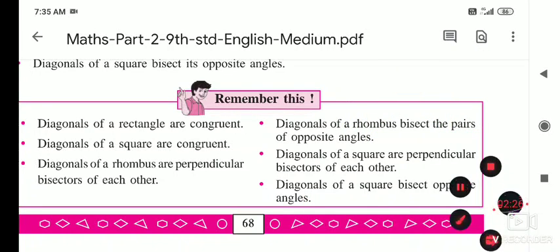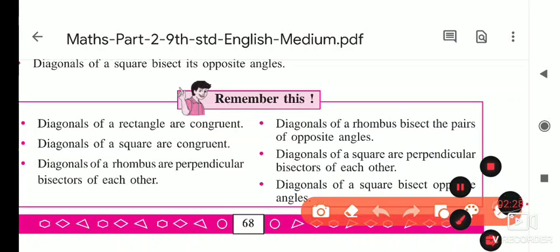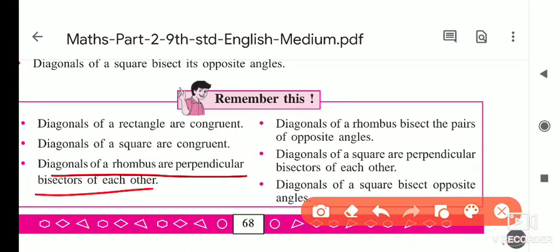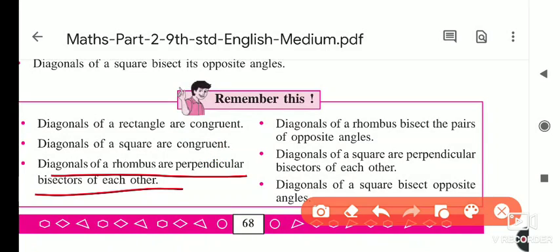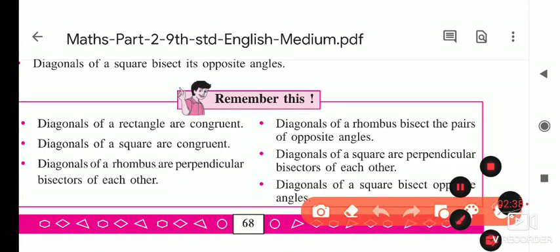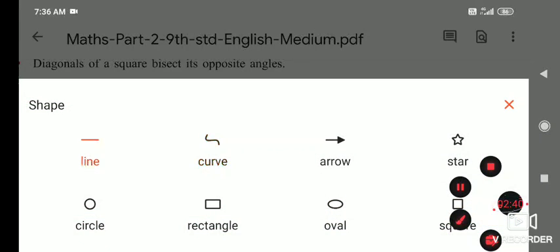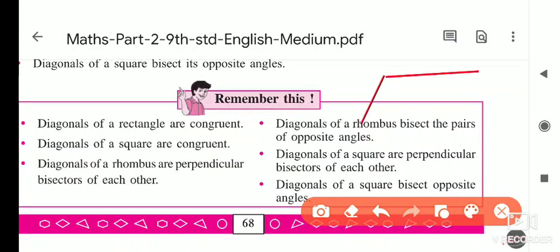Then the next property is that the diagonals of a rhombus are perpendicular bisectors of each other. So we also know what the figure of a rhombus looks like. So here it is a rhombus, and its diagonals are also congruent to each other.